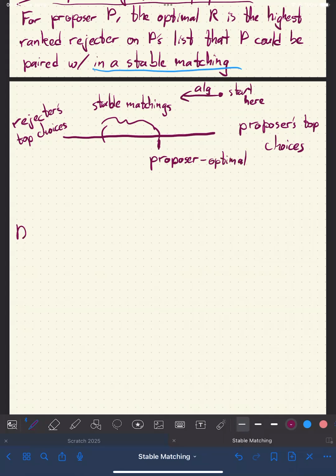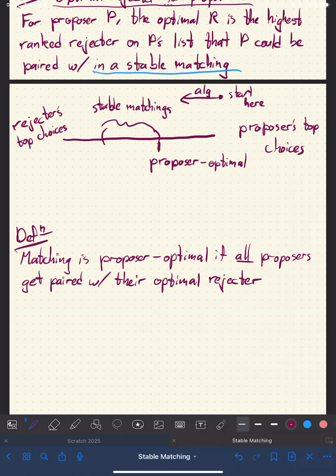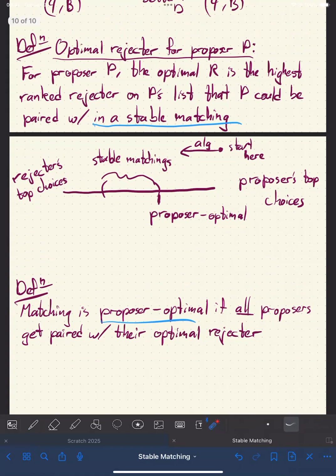And let's give a definition real quick so we actually know what proposer optimal means. Okay, so here's this definition, right? A matching is proposer optimal if all proposers get paired with their optimal rejector. What does that mean? Well, like this definition up here: a whole matching is proposer optimal if every single proposer gets their optimal rejector. That is, they get the best rejector they could within that pocket of stable matchings, right? In a stable matching. So that's a pretty powerful thing.